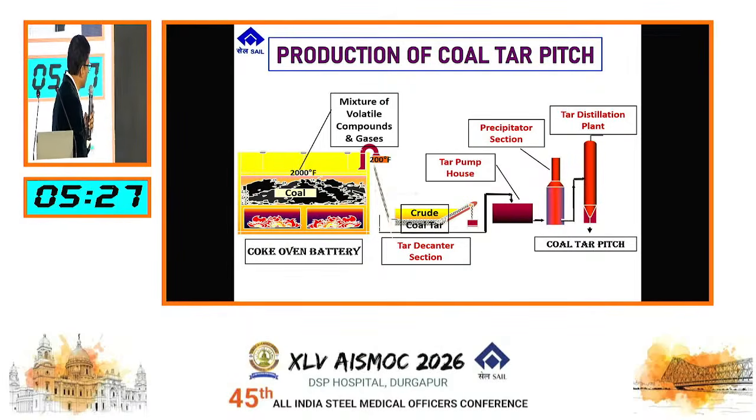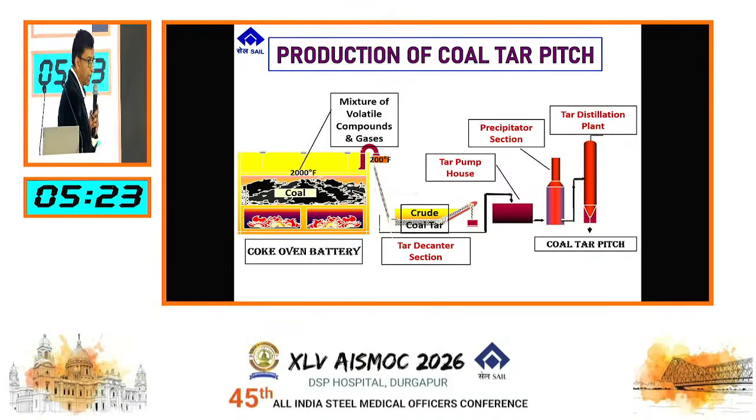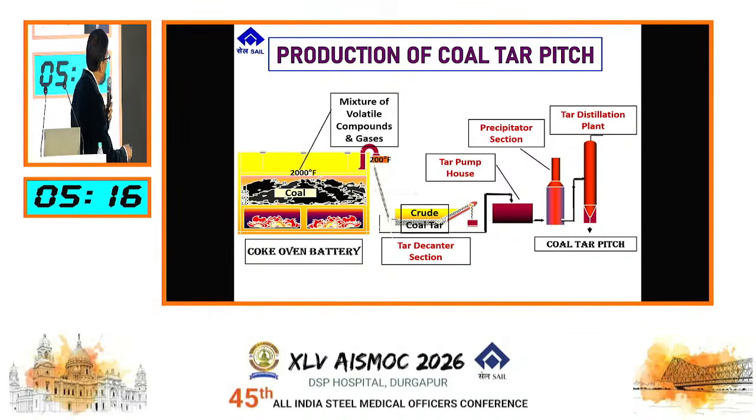This heating causes carbonization of coal, leading to formation of coke, a very important raw material to be used in blast furnaces for reduction of iron ore. And there is liberation of certain organic compounds and gases. These compounds, on cooling, result in formation of a highly viscous material called crude coal tar, which settles in the decanter section of the plant.